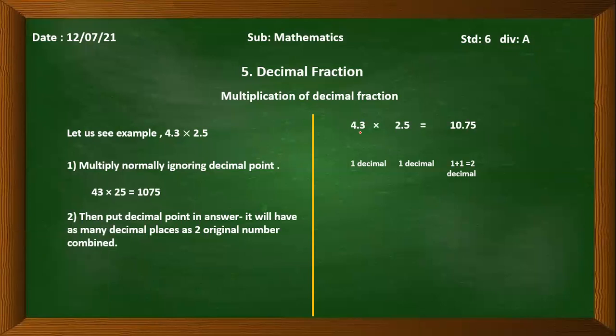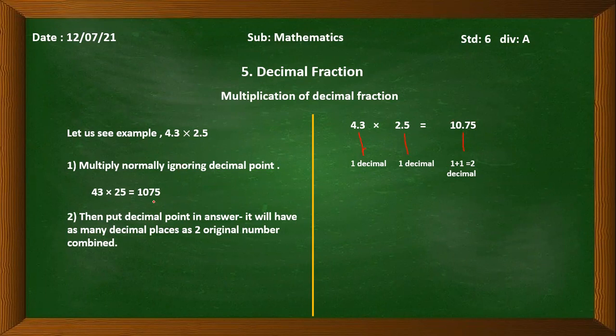Okay, so you can see 4.3. How many decimal places are there? One decimal place, right? 4.3 has one decimal place. 2.5 also has one decimal place, right? So in the answer, we will add this one decimal and one decimal, which is equal to two decimals, and we will put those two decimals in the answer. We are going to count from the right side.